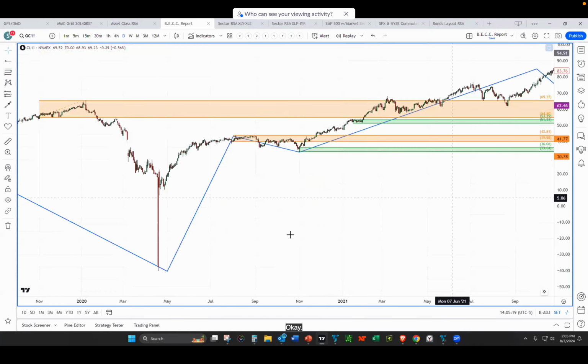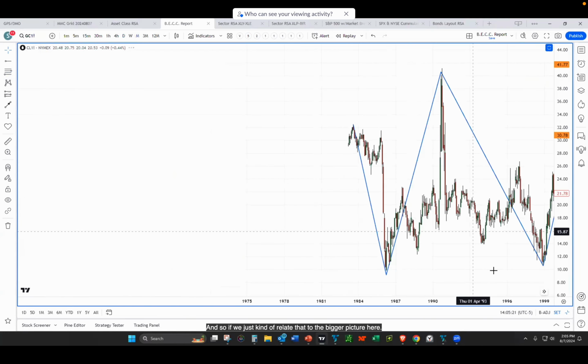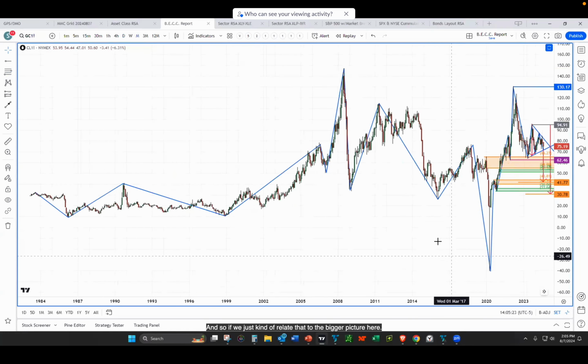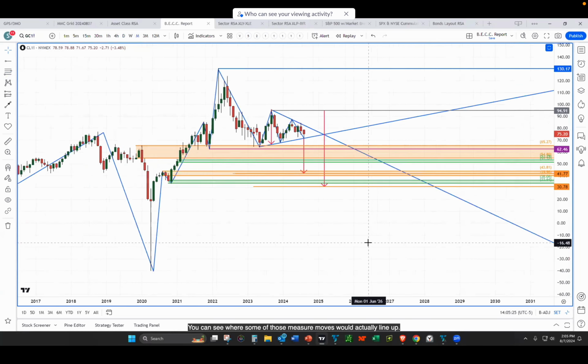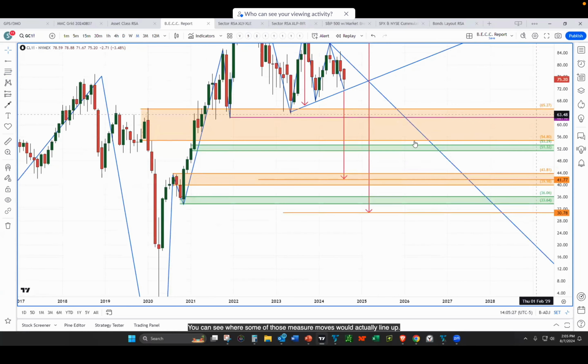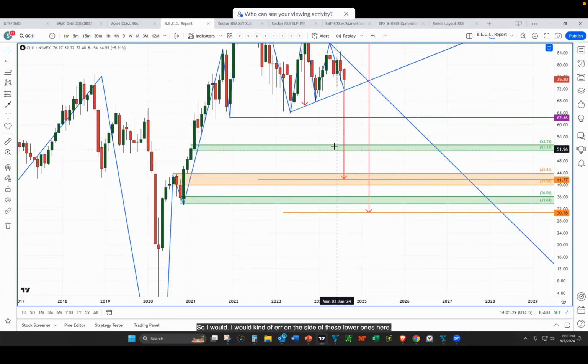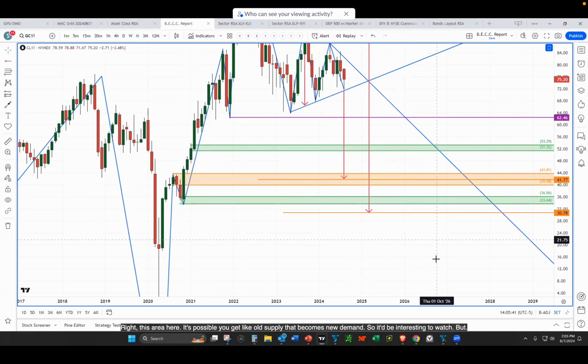Okay. And so if we just relate that to the bigger picture here, you can see where some of those measured moves would actually line up. So I would err on the side of these lower ones here. 3606 to 3364, right? This area here, it's possible you get old supply that becomes new demand. So it'd be interesting to watch.